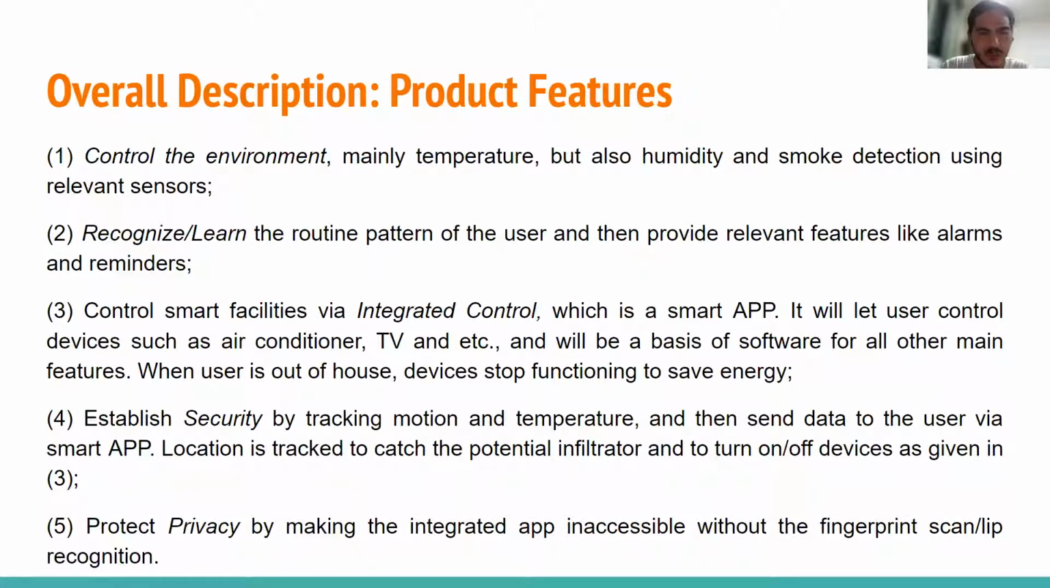There are 5 main product features. First one is that it controls the environment: the temperature, humidity, and smoke detection. The second one is that it recognizes and learns the pattern of the user and provides the relevant features depending on the pattern. Then it controls smart facilities using the integrated control of the smart app. Fourthly, it establishes the security of the user by tracking the motion and temperature, and then it protects the privacy using the fingerprint and lip scan recognition.